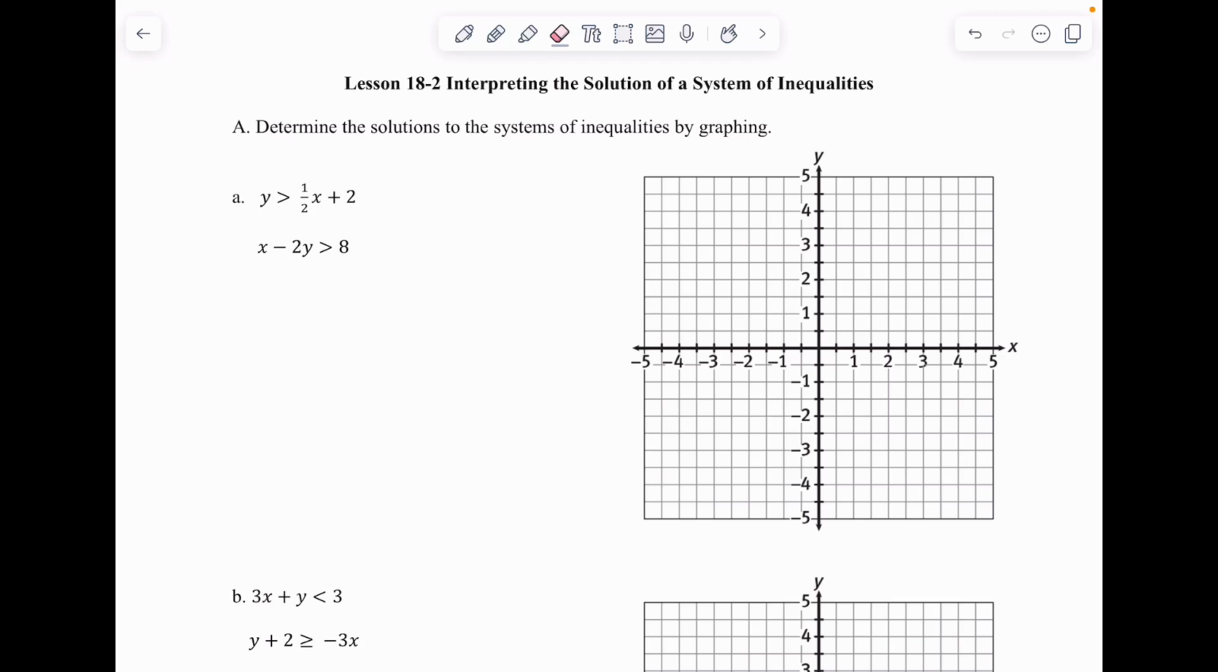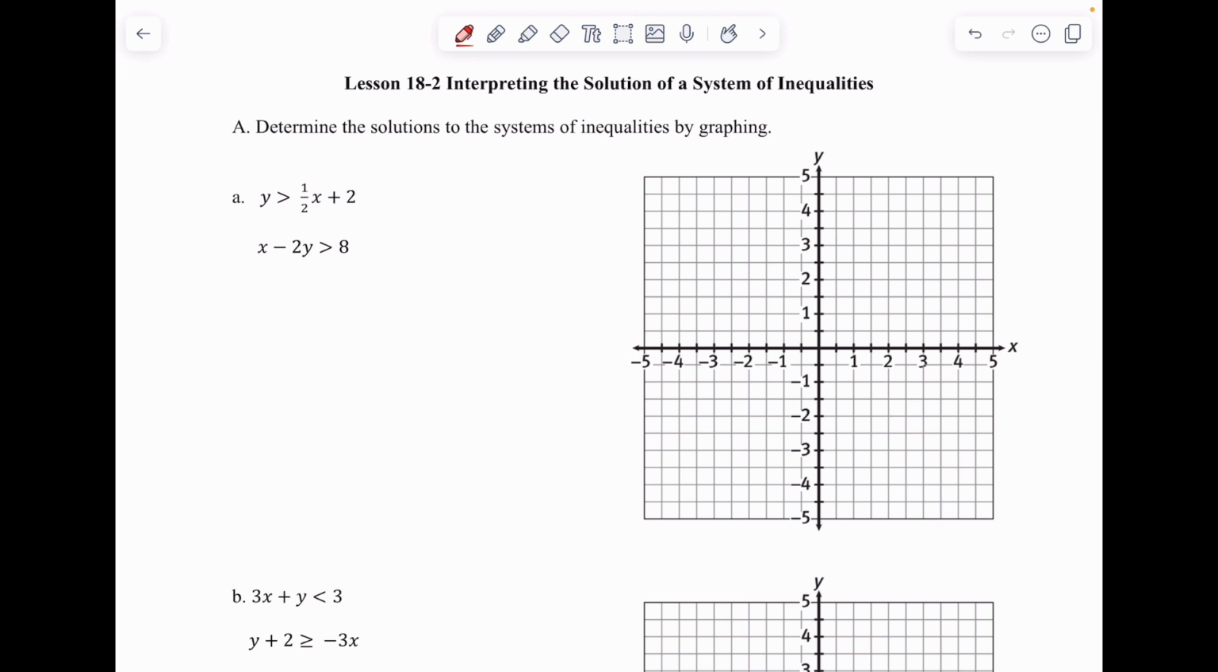Hi everyone, and welcome to this video going over lesson 18.2, interpreting the solution of a system of inequalities. Let's get started. For part A, it says determine the solutions to the systems of inequalities by graphing.